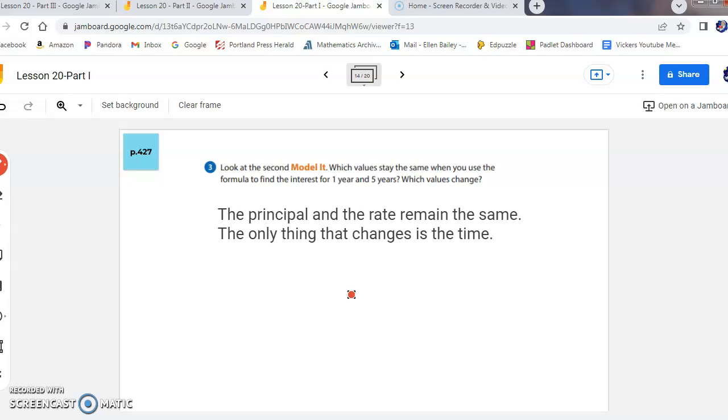And that's really what makes it proportional. We'll talk about that later. So get this answer in there for number 3. The principal and the rate remain the same. The only thing that changes is time.